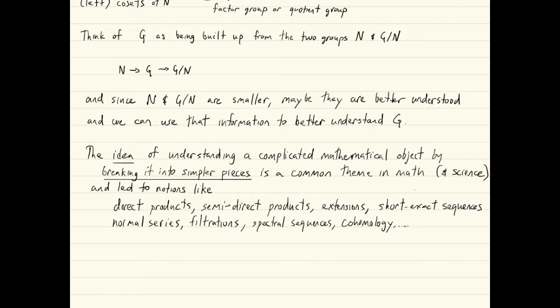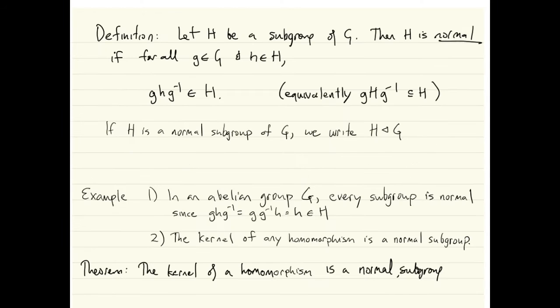And this idea of understanding a complicated mathematical object by breaking it into simpler pieces is a common theme in math and science, and leads to notions like direct product, which we've talked about, semi-direct product, extensions, short exact sequences, normal series, filtration, spectral sequences, and cohomology. Now, these are terms we won't talk about in this course, but if you go further along in algebra, you'll definitely see them. So here's the definition of a normal subgroup.